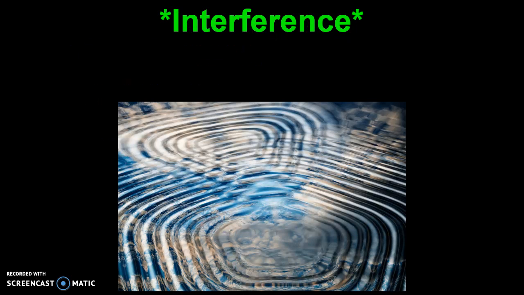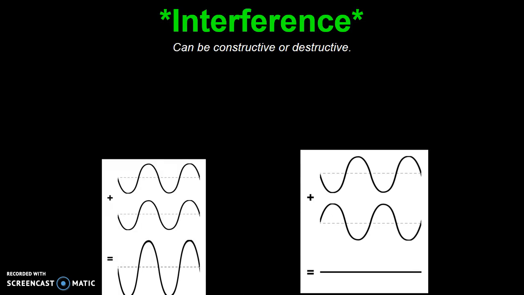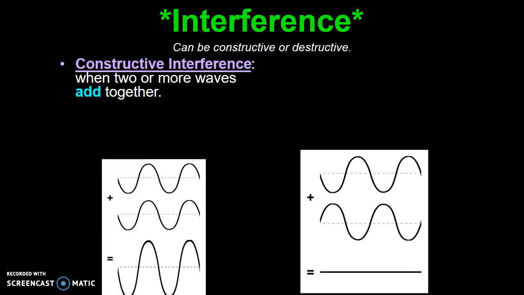Okay, a couple more. Interference is the next one. Interference is when two or more waves combine to form a new wave, and it can be constructive or destructive. So constructive interference, when you hear that word constructive, you should think about the word construct, or to build or to make. So this is when two or more waves add together. They're going to build something newer and better. Not better, bigger.